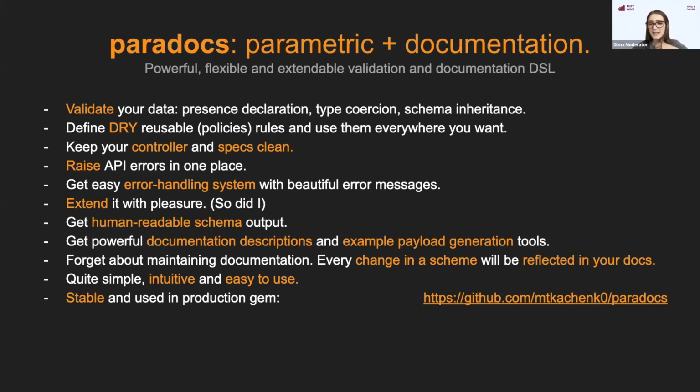Okay, maybe I can address the question which is currently in the Q&A. Basically, Paradox seems to be really good and usable, but regarding parametrics, I still don't see any big difference with dry validation and dry schema. Could you please point me to them? Yes, sure.